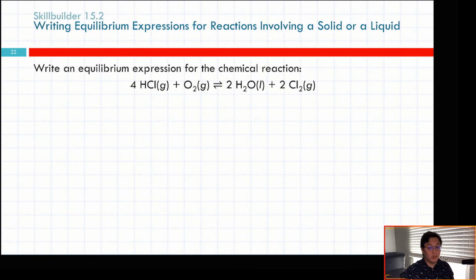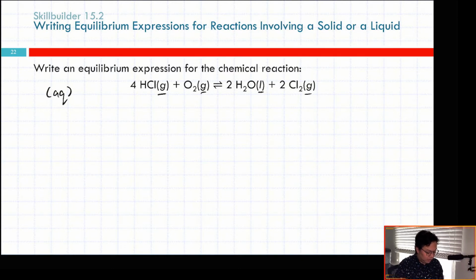So this is why it's important to write out what phase these are in. The things that we are going to include in our equilibrium expressions are aqueous species and gases, not solids or liquids. Liquids are sometimes written as a cursive L, sometimes just L. Usually for handwriting, you write it as a cursive L because you can't italicize it.